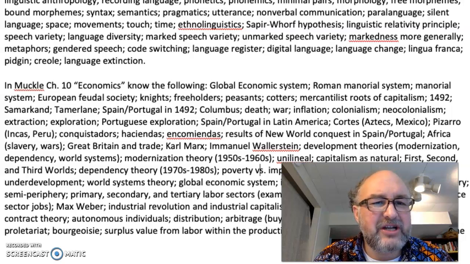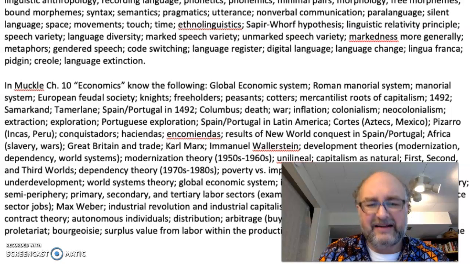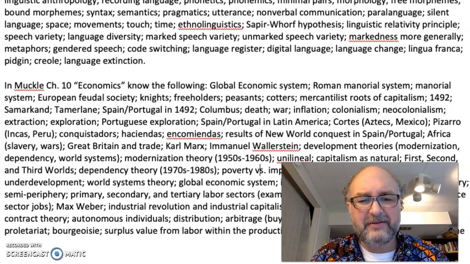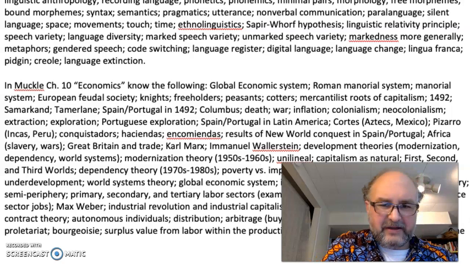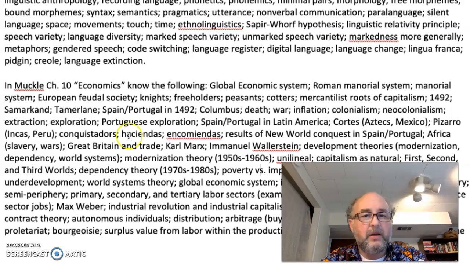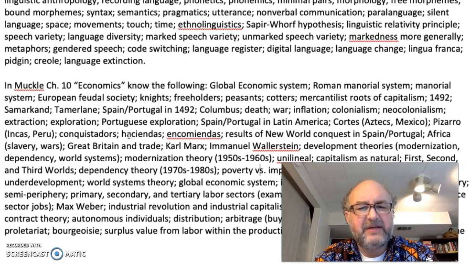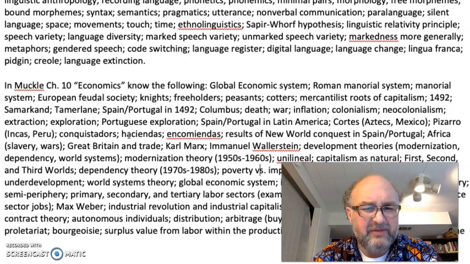Language diversity more generally, different ways of speaking, different registers, different accents, and the way those are judged. Marked speech varieties. Basically, marked means you stick out. Unmarked means you don't stick out.